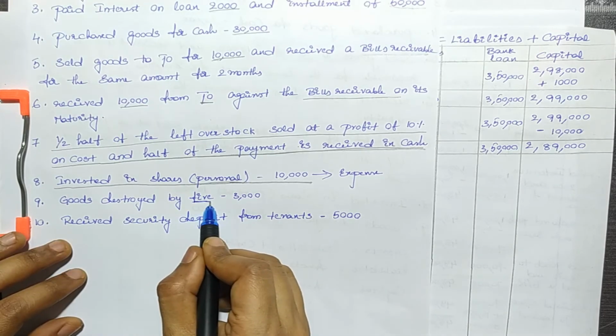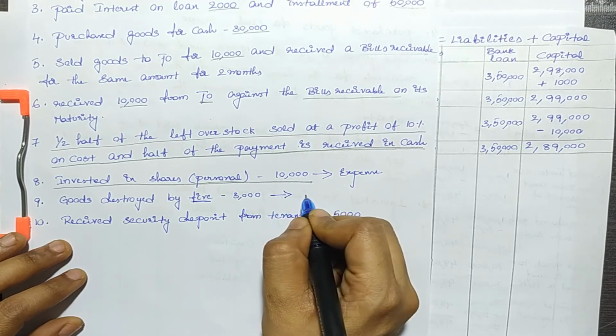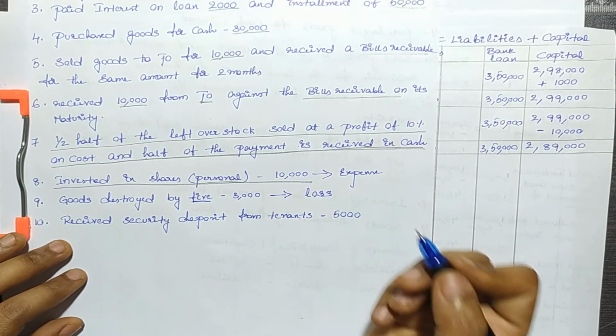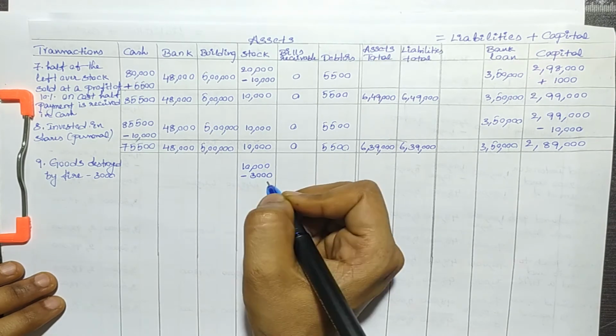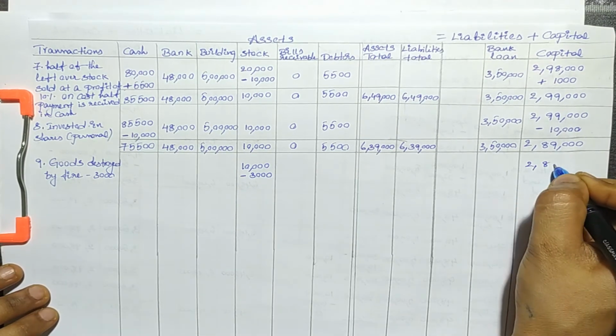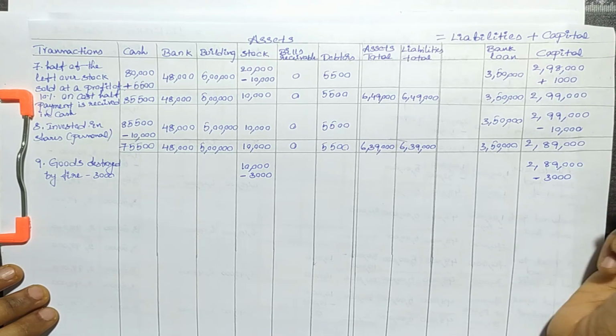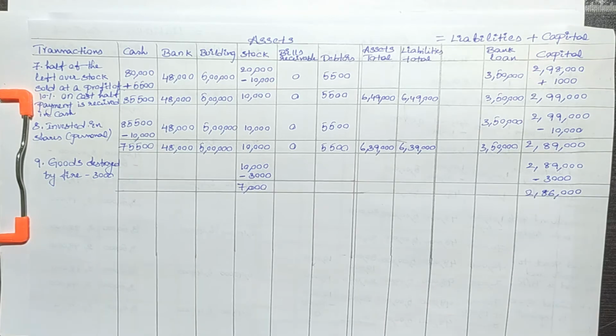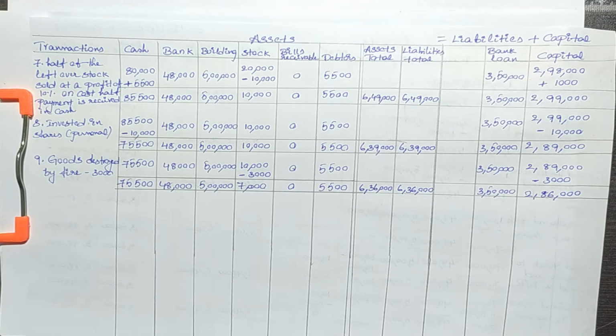Next transaction is goods destroyed by fire 3,000. This is a loss for business. So we will deduct 3,000 worth of goods from stock value and also we will deduct 3,000 from capital. We should always remember expenses and losses decrease the capital. Incomes and gains will increase capital. After deducting 3,000 from stock, the stock value is 7,000 and capital value is 2,86,000. The remaining balances will remain same. Asset side total is 6,36,000 and liability side total is 6,36,000.